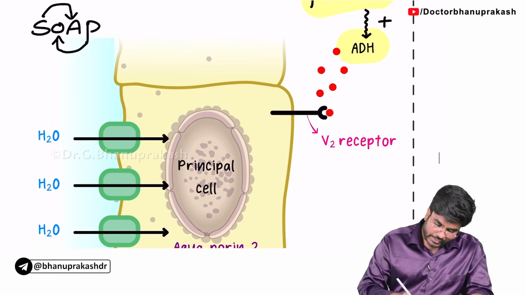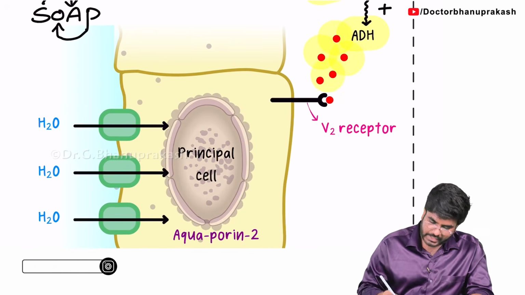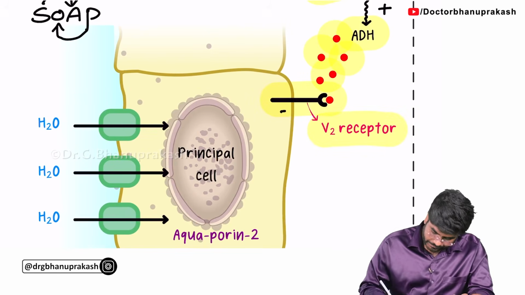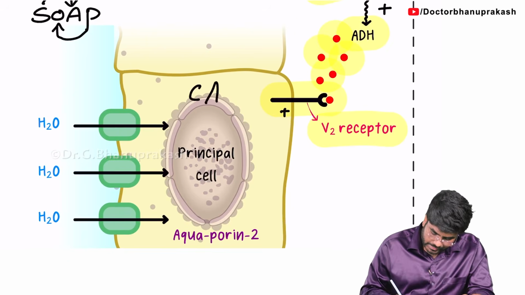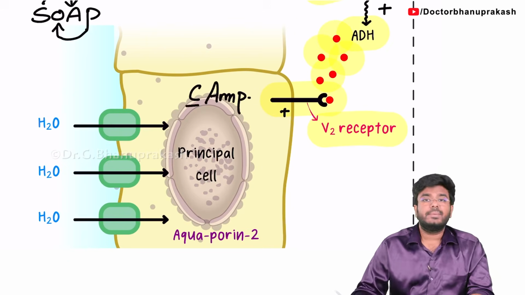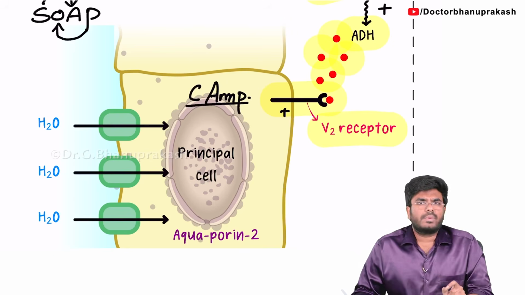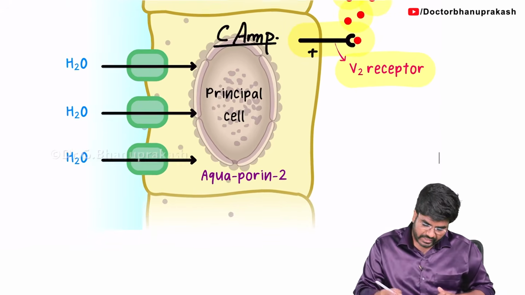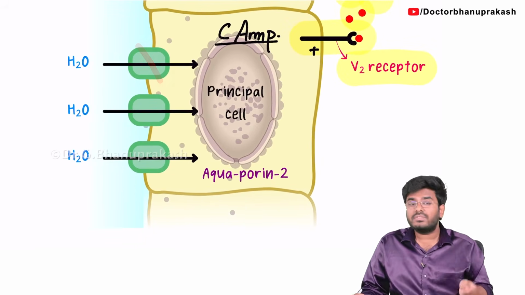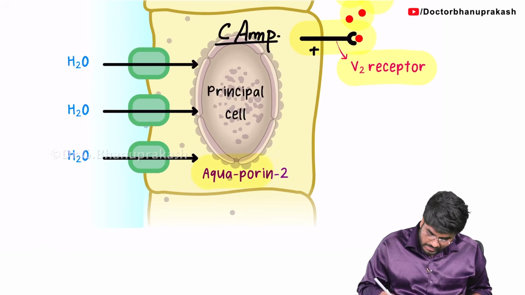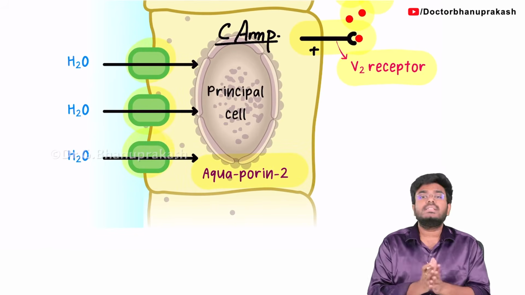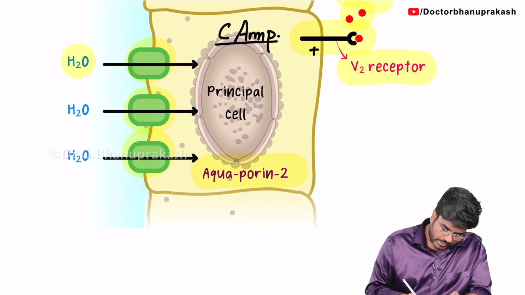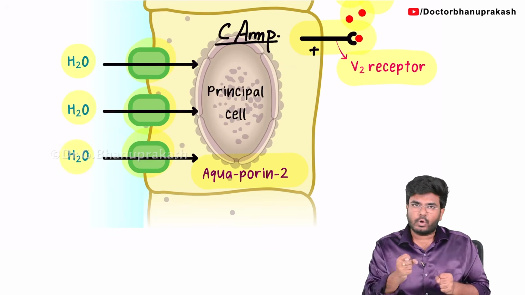Now, this antidiuretic hormone is coming and acting on the collecting ducts, on V2 receptors. Whenever this V2 receptor is activated, intracellular cAMP levels are increased, the cyclic AMP secondary messenger. Now, on these collecting ducts, previously these channels were not there. Because of the V2 receptor activation, these aquaporin 2 channels are produced, and these aquaporin 2 channels help in water reabsorption.